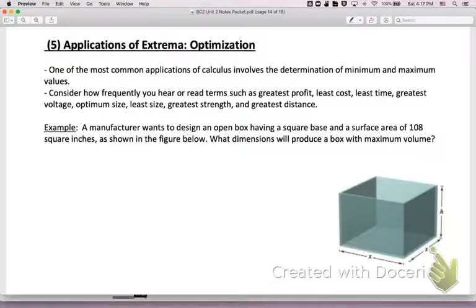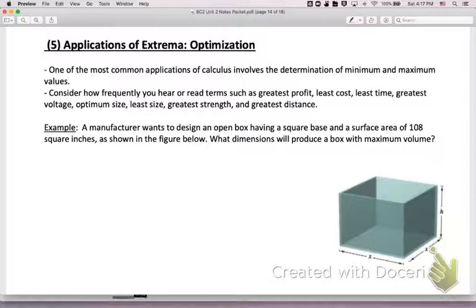An application of finding the extrema of a function is that we can use these to solve optimization problems. How much do you think about real life instances where you want to know things like the greatest amount of profit, the least amount of cost, the least amount of time? So these are all sorts of things that we would do. So here's an example, and this is a really common one.